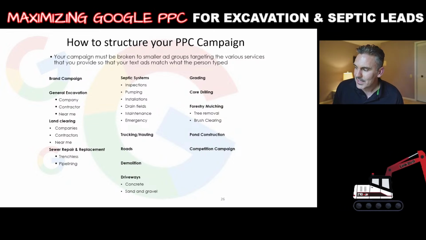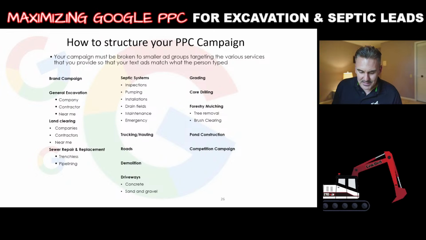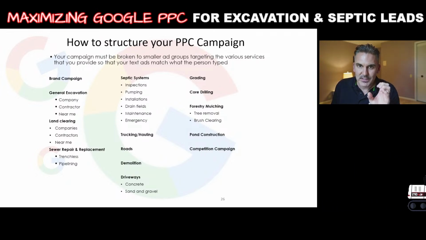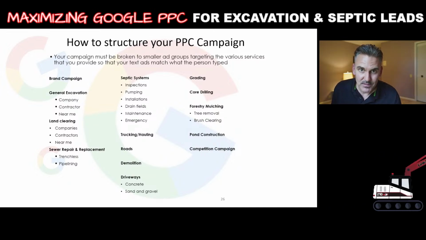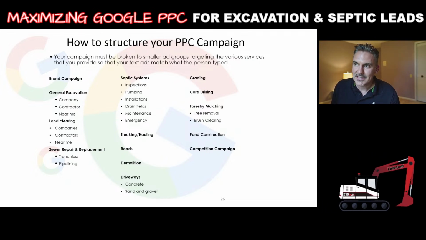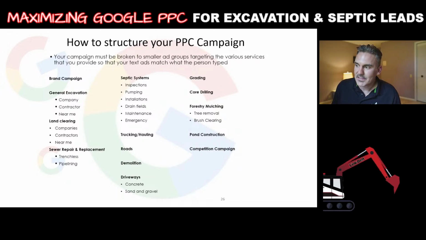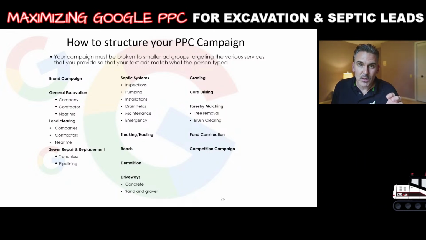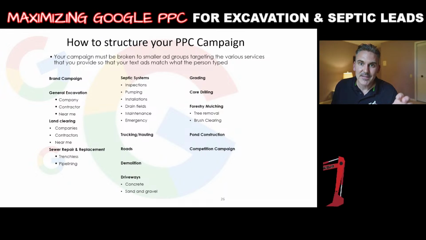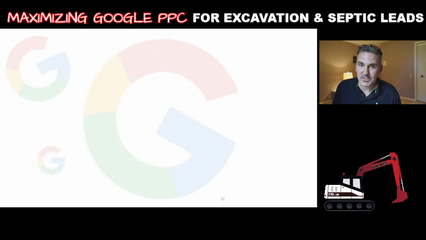And then you can do a competition campaign. What that is, you can put in competitors' names as keywords. This is done by many. What that will do is if someone types in Bob's Excavation Company, your company will show up as well. You'll show up as an ad, and you can give that potential customer a choice. And those clicks are cheap.